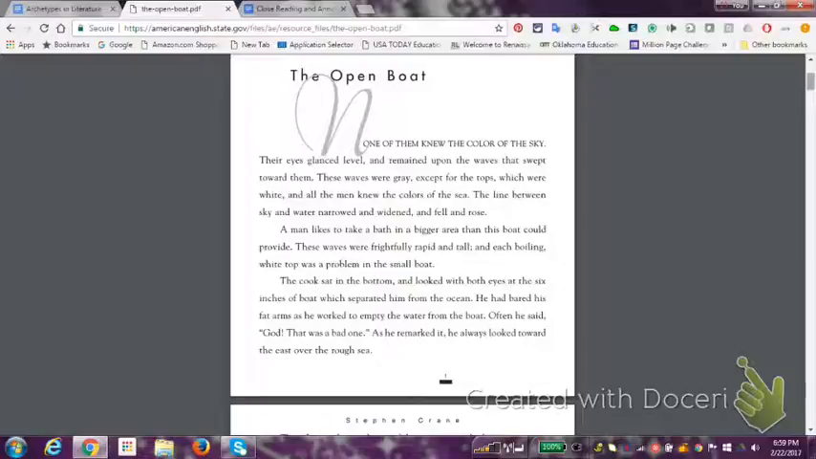"The cook sat in the bottom and looked with both eyes at the 6 inches of boat which separated him from the ocean. He had bared his fat arms as he worked to empty the water from the boat. Often he said, 'Gosh, that was a bad one.' As he remarked it, he always looked toward the east over the rough sea." Okay, I'm only going to work on the first page right now because it could take all the hour for you to listen to this, and I don't want that.